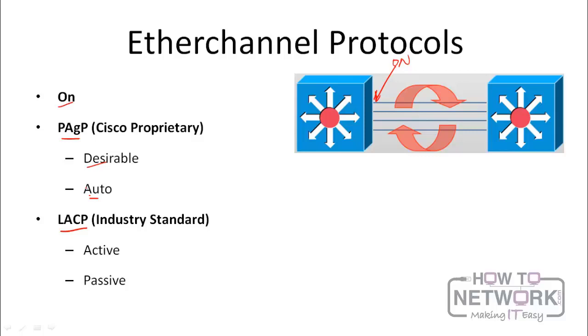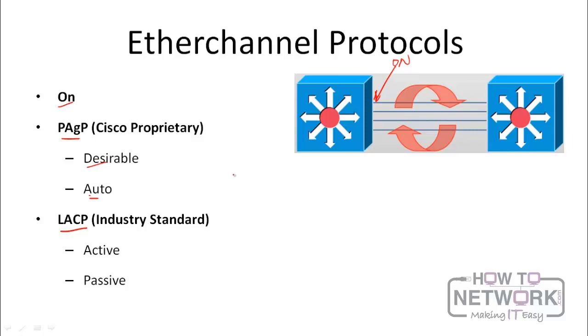And if both are set to desirable, the EtherChannel would also form. With LACP, you have active and passive, so it's just like desirable and auto. If both ends are assigned to active, it's going to work. If one is set to active, it's going to work. But if you have both ends set to passive, it's not going to work. So that's the difference between PAgP and LACP.